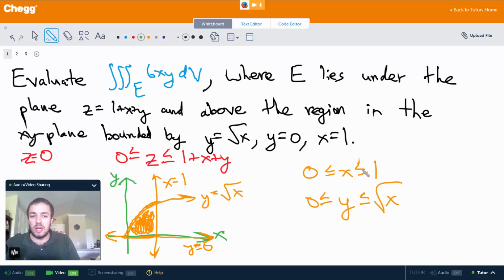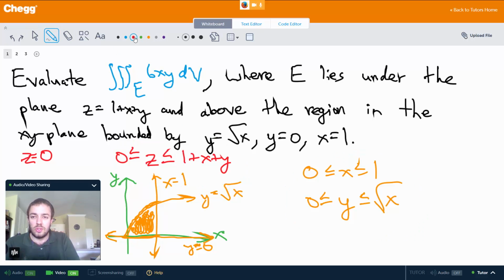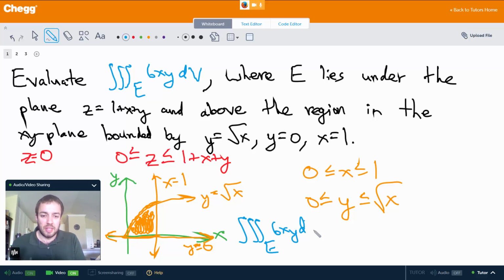So how does that help us? Well, now we have our bounds on x, and on y, and on z, so we can write the integral in a form that we can evaluate. So we have the triple integral over E of 6xy dV equals, now remember, when we do triple integrals we work from the inside out. The outer integral is the very last one we do, and it has to have the constant limits of integration, because our final answer is supposed to be an actual number.